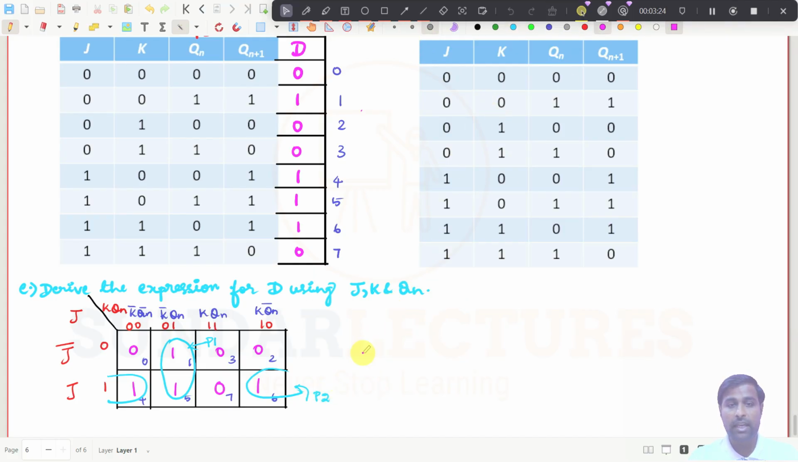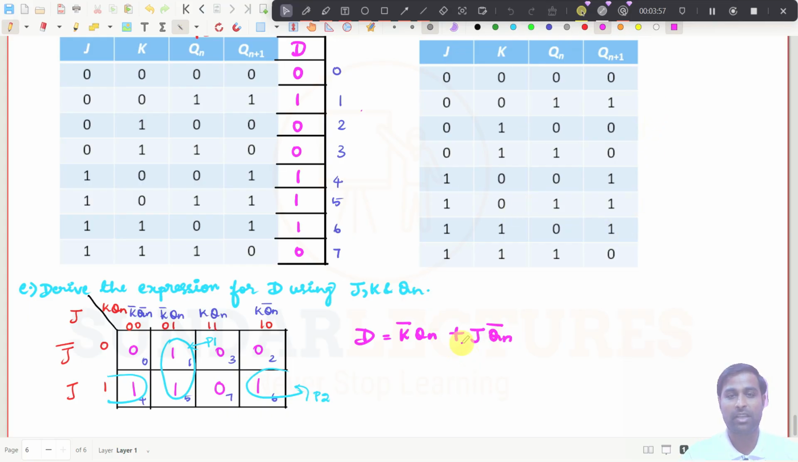So D is equal to, what is pair number 1? Straight away we can write this as K bar Qn plus, what is the next one we have? For these two, J will come straight away, and for these two terms the common term is Qn bar. So this is the expression we are getting for D now, and with this D expression we can draw the logic diagram, right?